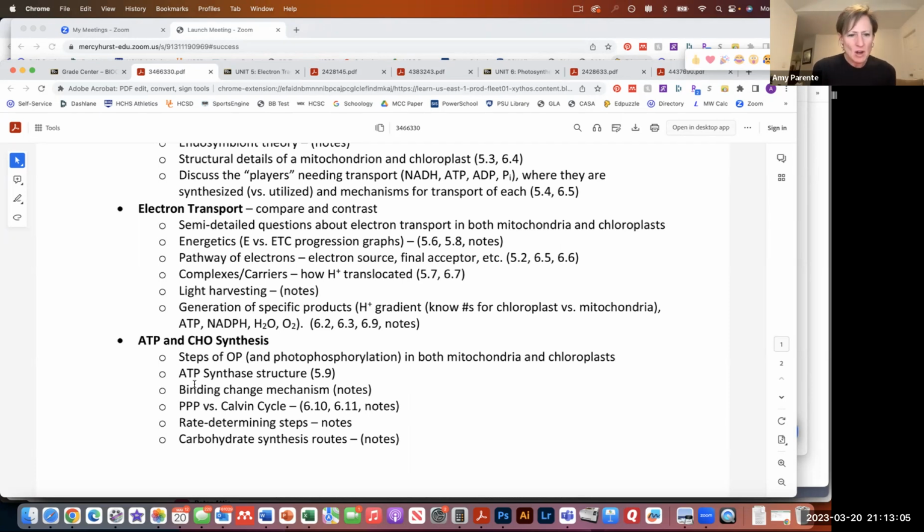Let's see. ATP and carbohydrate synthesis. So, steps of oxidative or photophosphorylation. Being able to think about how ATP synthase works. Some questions might have to do with the details of that loose, tight, open sort of, we call that a binding change mechanism. So that's the ATP synthase structure and binding change mechanism.